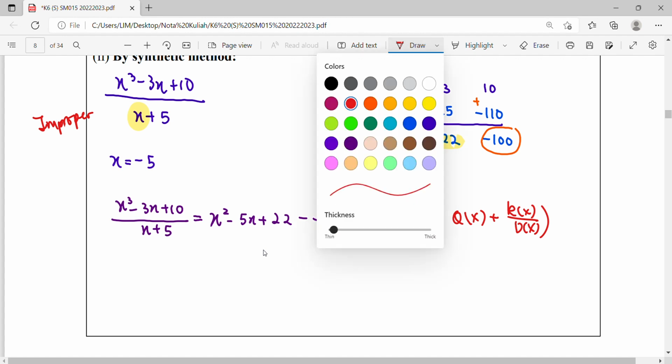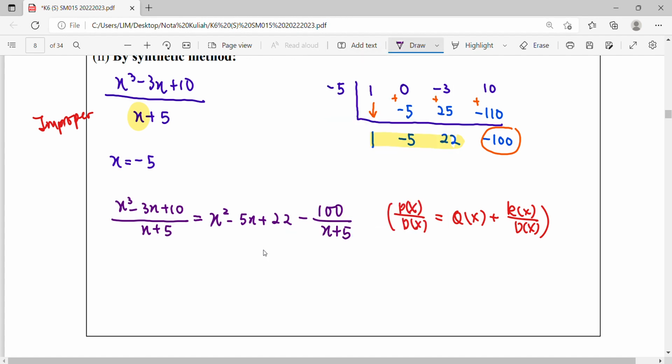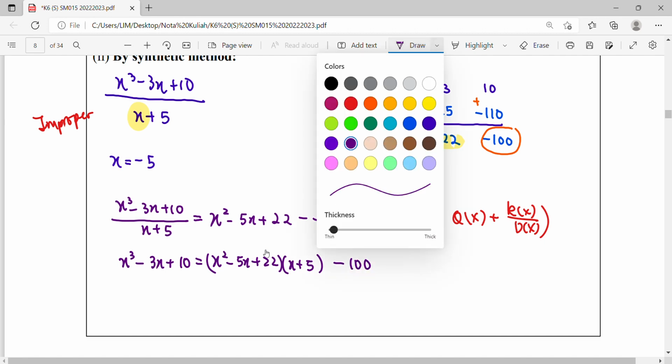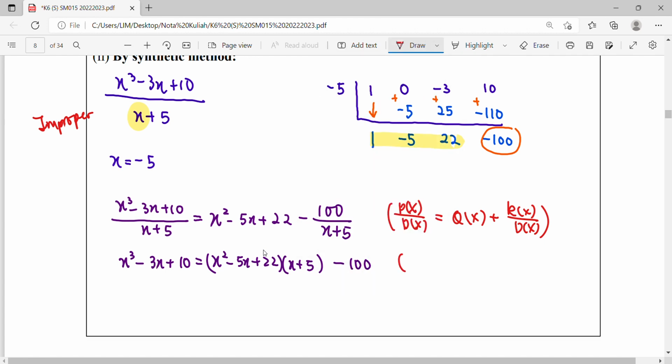Another form of writing the answer can be in an equation form. So we multiply our divisor up. This quotient will be multiplied with the divisor x plus 5. Then the remainder will be negative 100. So this is another way of writing the result of division, where p(x) equals q(x), the quotient, times your divisor, plus the remainder r(x) only, without fraction form. So this is writing in fraction form, and this is writing in one equation form.